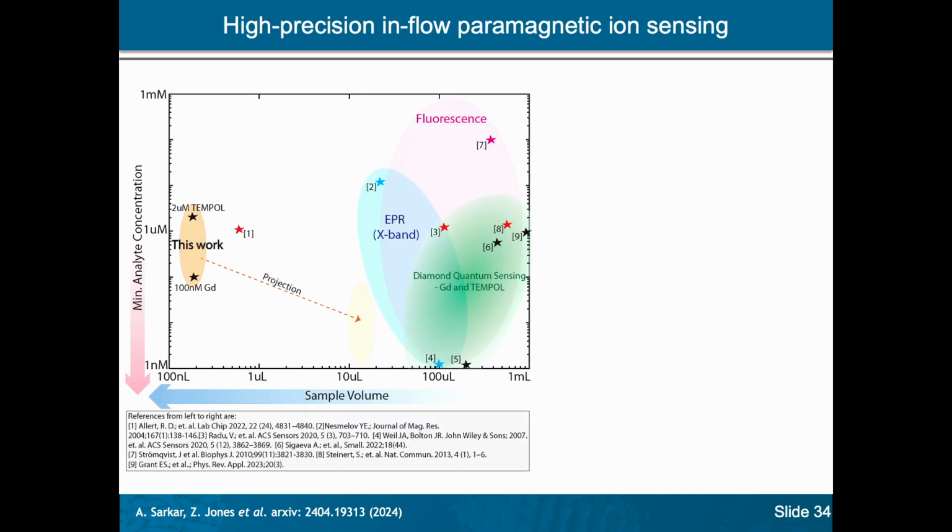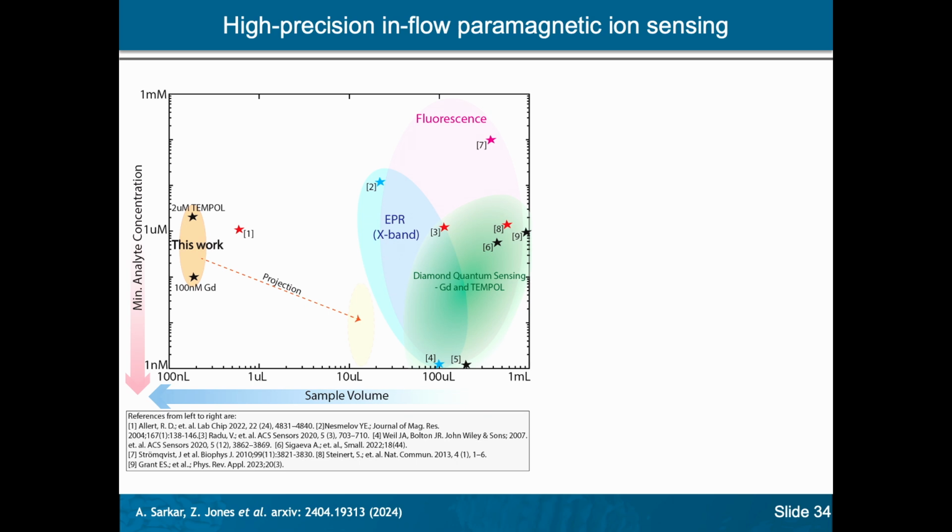So this chart compares quantum sensors of various types. This particular sensing modality that I told you about, and alternate means of sensing, like fluorescent sensors. This is for detection of gadolinium or tempol. So fluorescent sensors, EPR, and so forth.